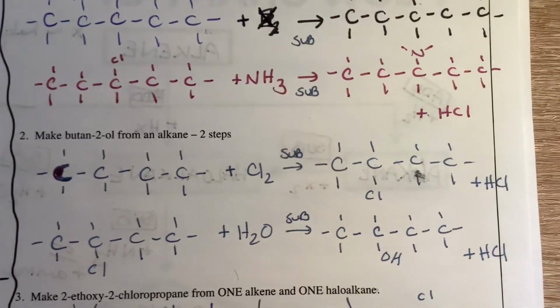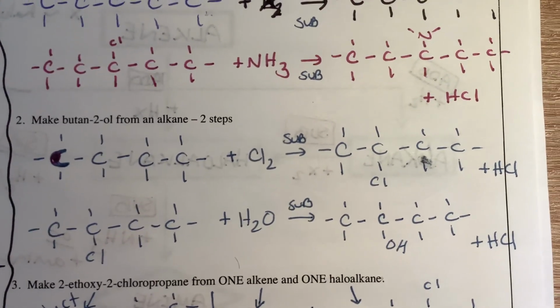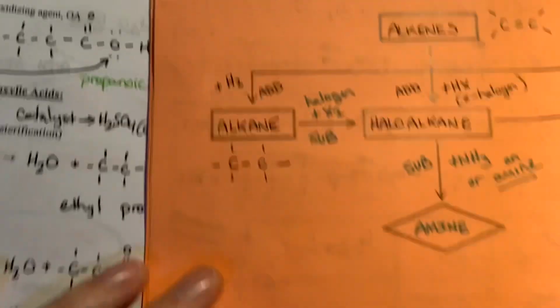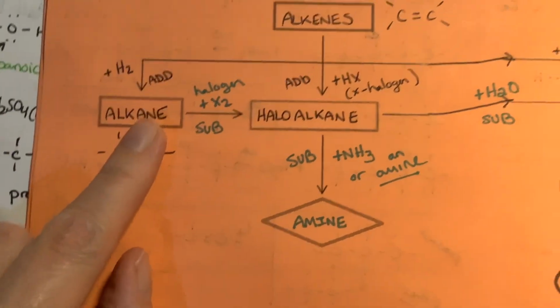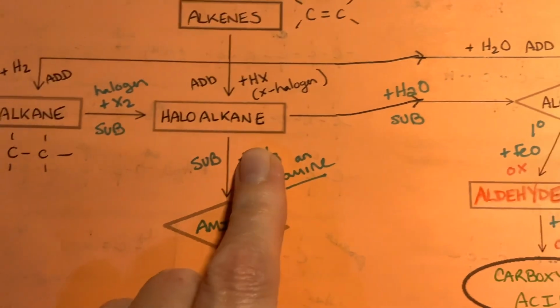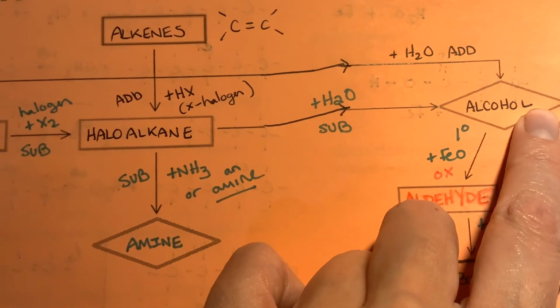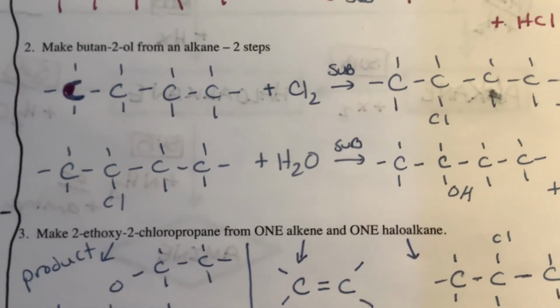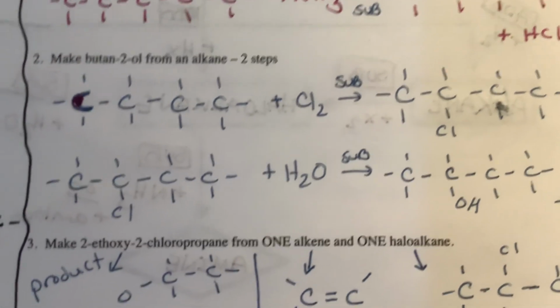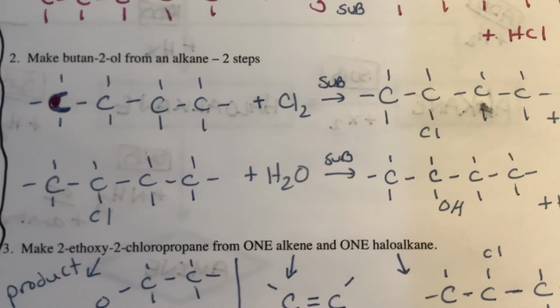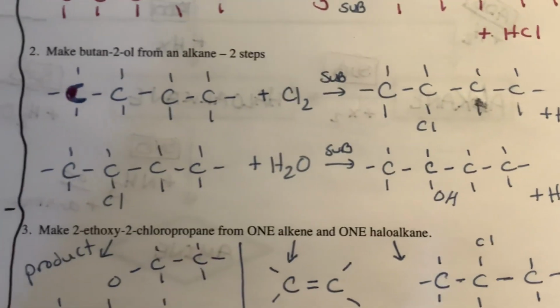In the next step, it says make butanol from an alkane in 2 steps. So I want to make an alcohol from an alkane. All right, let's go back to my chart. How do I do this? Alkane to haloalkane, add a halogen, to an alcohol, add water. All right, let's see if that's what I did. With an alkane, I want to make butanol, so I need butane. Butane plus chlorine, because that's my halogen. Substitution reaction. I'm going to put the chlorine on the 2nd carbon.